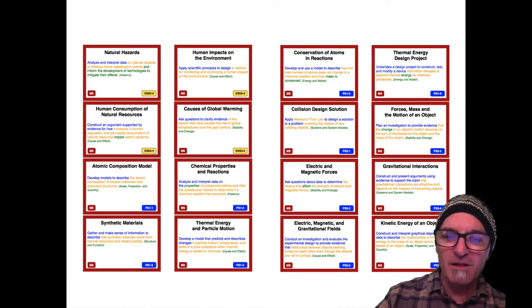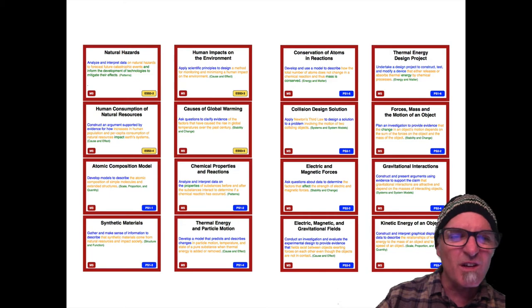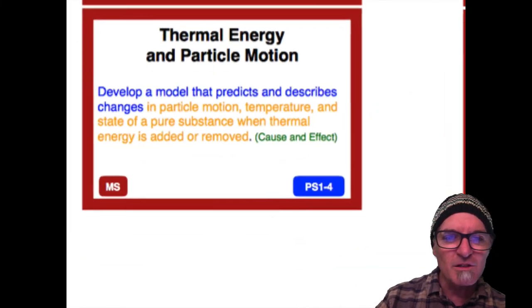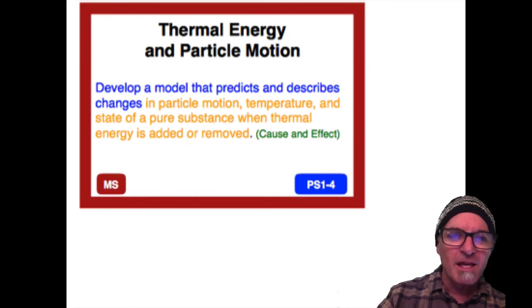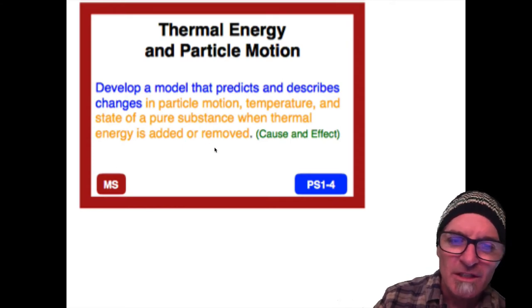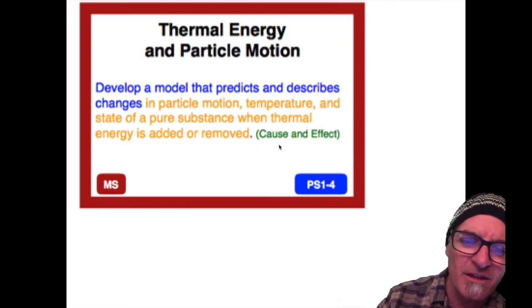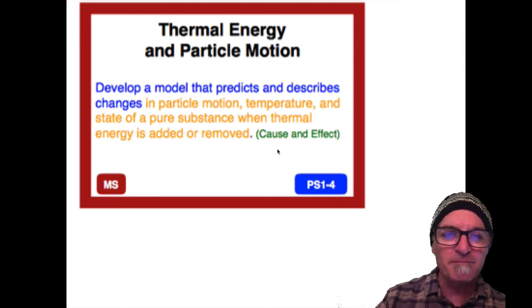And then from here, you can take a look. These are from Paul Anderson, Wonder of Science. I'm going to zoom in right here. This is the standard I'm going to be focusing on. And you can see there's the science and engineering practice in blue. The DCI is in this kind of gold yellowish color. And then the crosscutting concept is green.